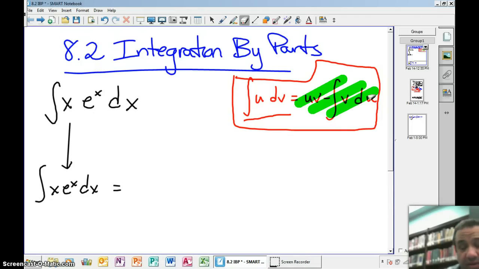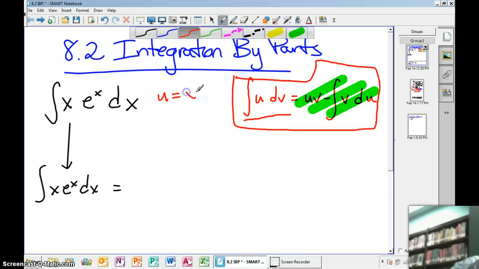So basically what's going to happen is you're given this and you break it down to what's in green here. The reason being is that maybe you could break it down to v du so that you can do that. So let's look at this problem here, and I think you'll see. Now I'm going to set u equal to x. So therefore dv is equal to e to the x dx.